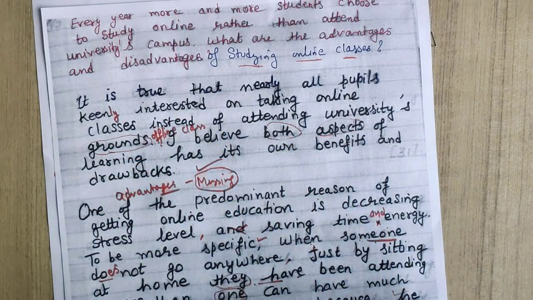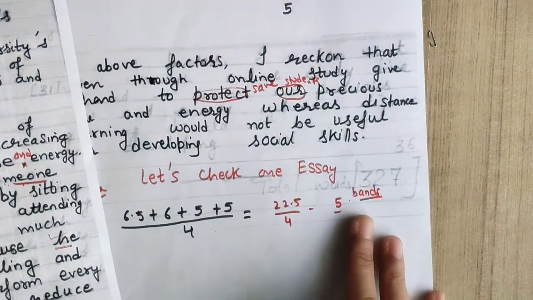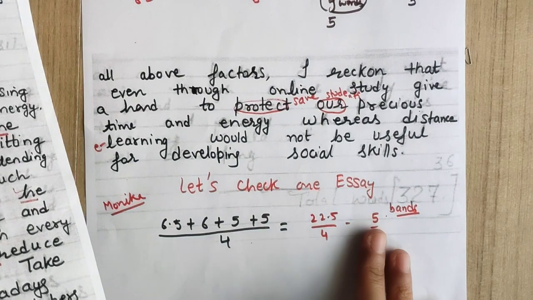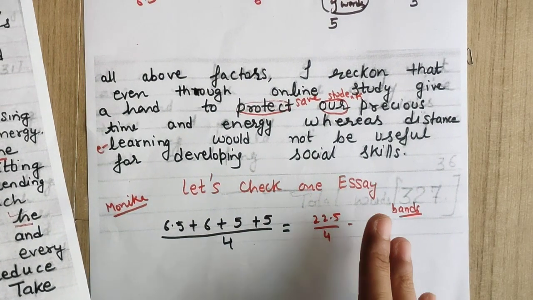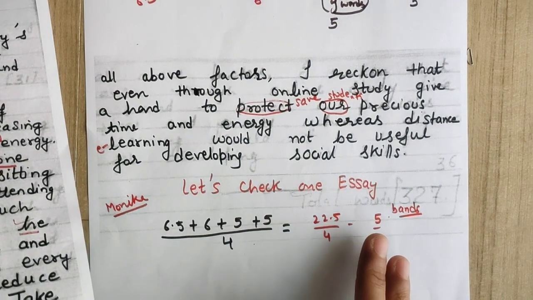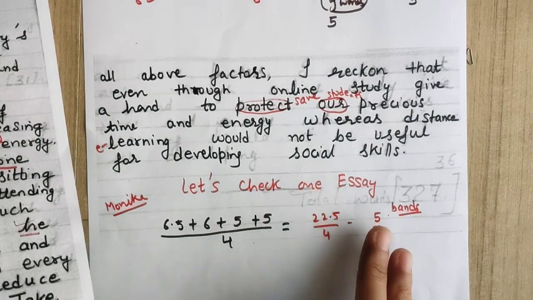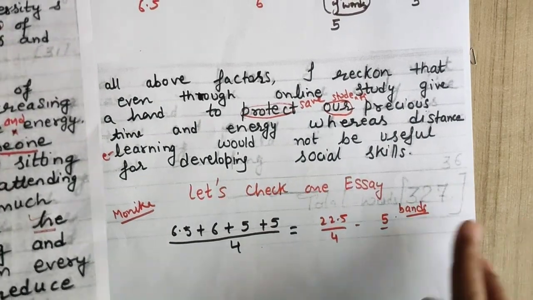Introduction and conclusion. So she got five bands for that, and that student can improve a lot within 4-5 days. I will be sharing her better essay with you. She is with me nowadays.